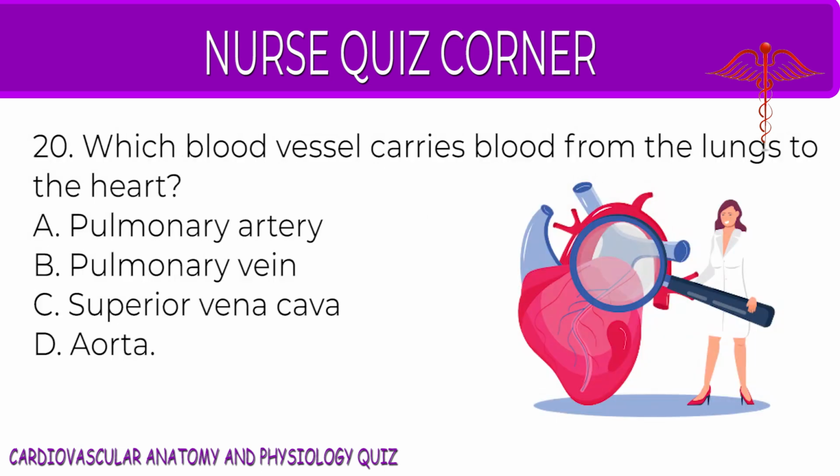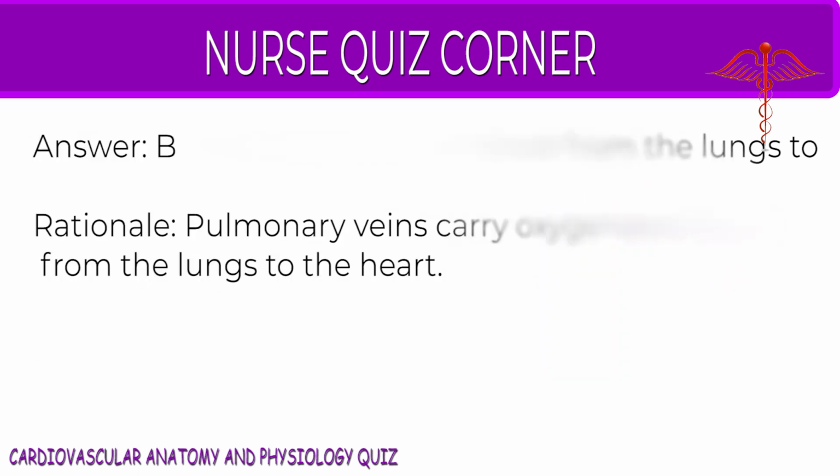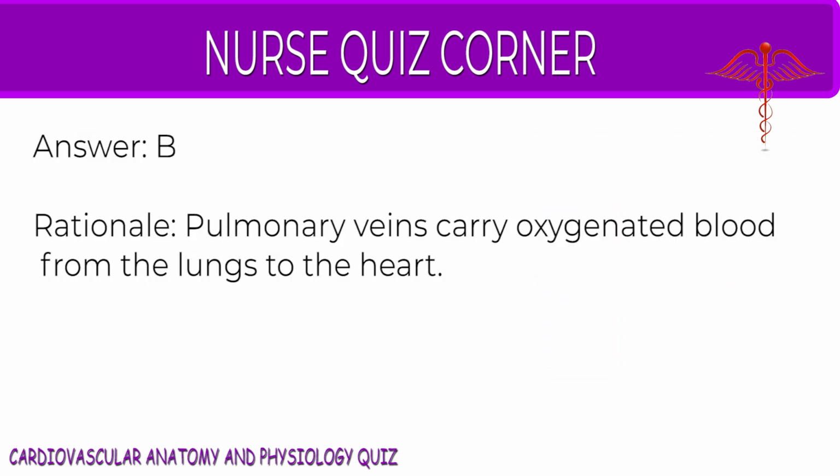20. Which blood vessel carries blood from the lungs to the heart? A. Pulmonary artery. B. Pulmonary vein. C. Superior vena cava. D. Aorta. Answer B. Rationale. Pulmonary veins carry oxygenated blood from the lungs to the heart.